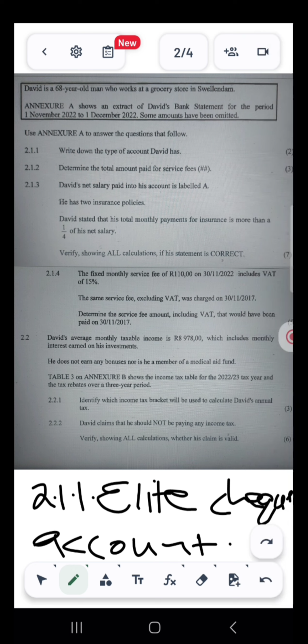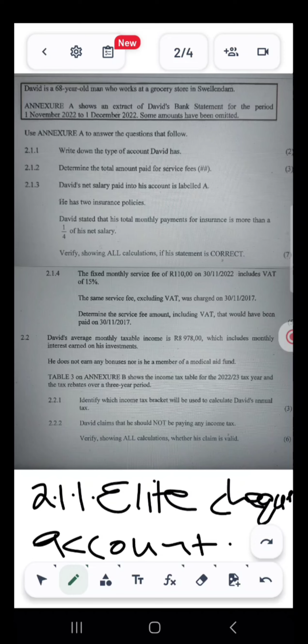It is a fixed monthly service fee of 110 rand on 30th of November 2022, which includes VAT of 15%. So fixed means the amount does not change, but VAT is on every month, which is 110 rand. But inside it includes 15% VAT. The same service fee, 110 rand, excluding VAT, was charged on 30 November 2017. So my 110 includes VAT. Now they charge the same service fee without VAT, right?